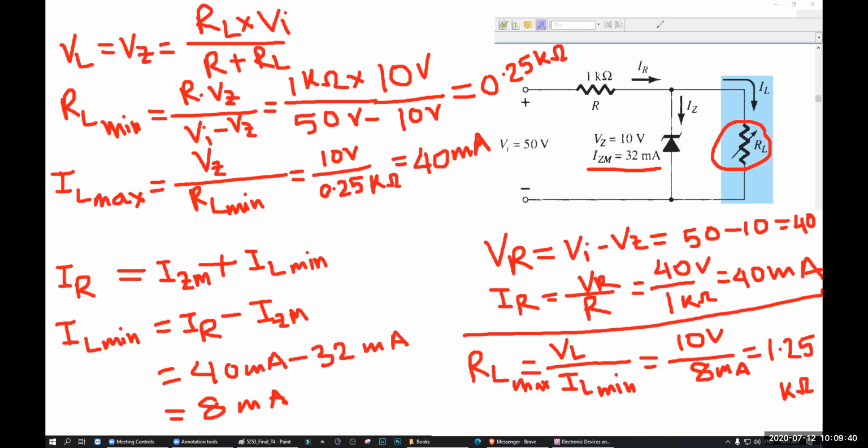Now, what is our answer? This is our answer. This is the minimum. This is the maximum for resistance. This is the minimum. This is the maximum for current. Okay, let's use different color. Minimum. This is maximum. Understand my point? Okay, very good.